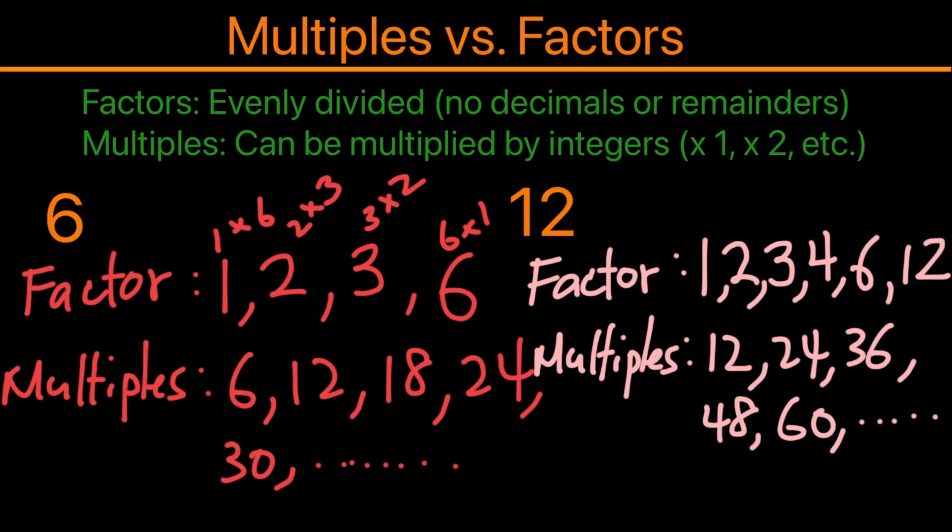So these two examples are how you will find factors and multiples. And these are very important when it comes to finding the least common multiple, because that's when you would need to know how to find multiples, or if you need to find the greatest common factor. And that's when you need to know how to find the factors for each number.